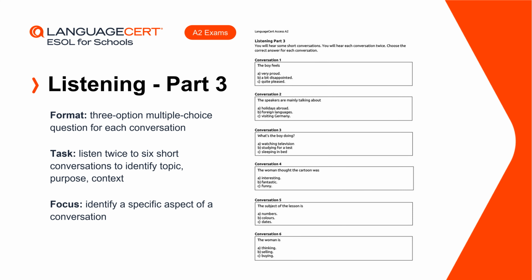In part 3, test takers are required to answer 3 option multiple choice questions, 1 question per conversation. They listen twice to 6 short conversations and try to identify topic, purpose, context, etc. What this part aims to assess is their ability to identify a specific aspect of a conversation.